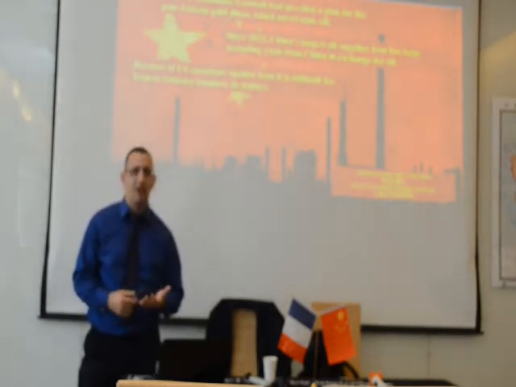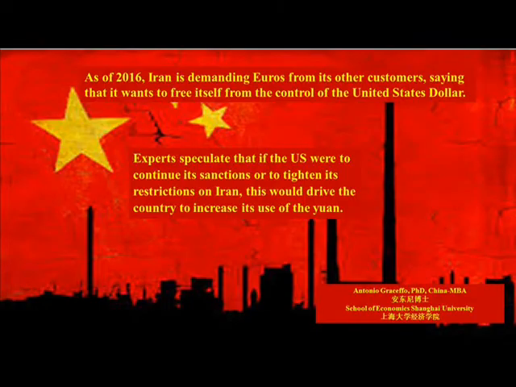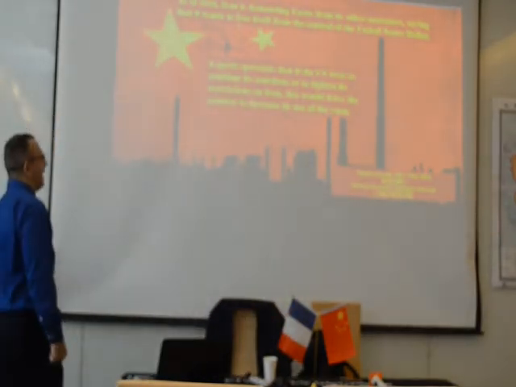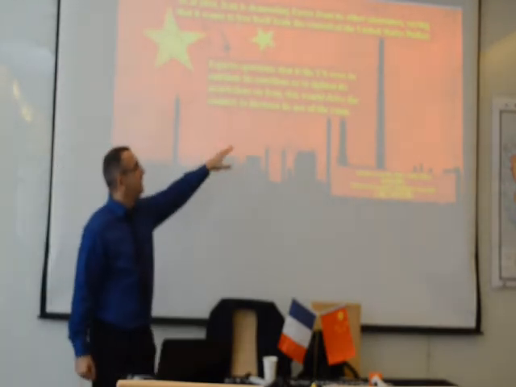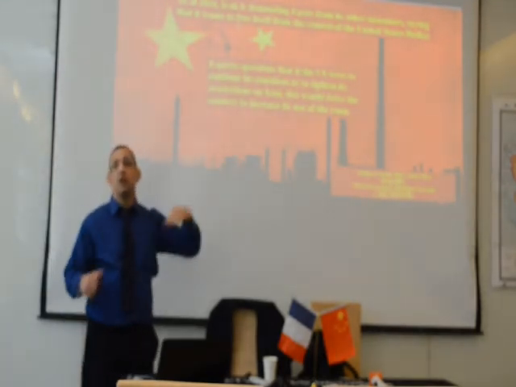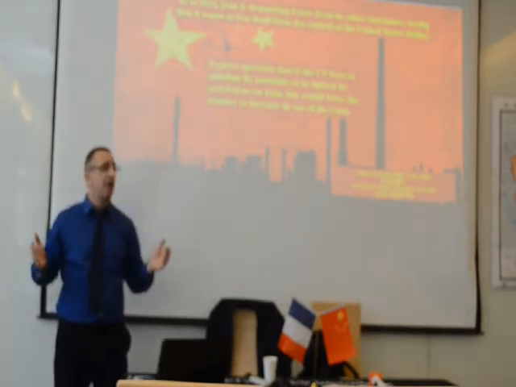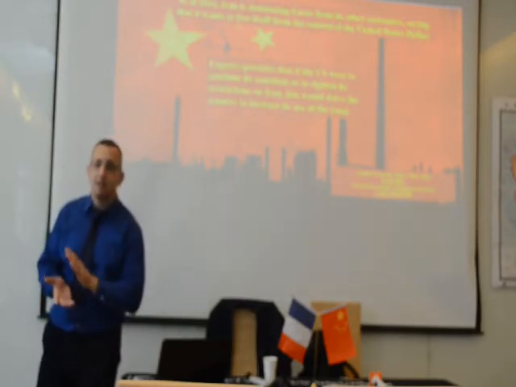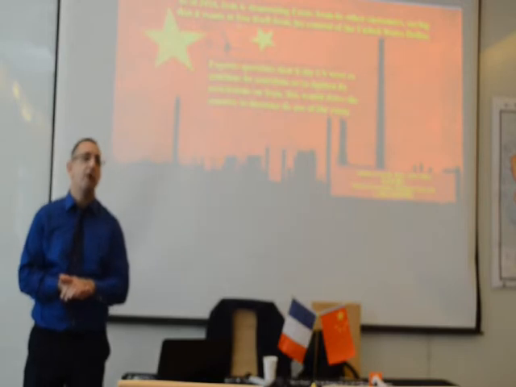In 2012, China's largest oil supplier, Iran, began accepting yuan for oil. In 2016, Iran is demanding euros. It's really interesting. So now Iran is saying everybody has to pay them in euros except China can pay them in yuan. So experts speculate that if the U.S. continues sanctions on Iran, they will open more for China and they will accept more yuan from China. So this is why these economic relationships are very, very, very complicated.